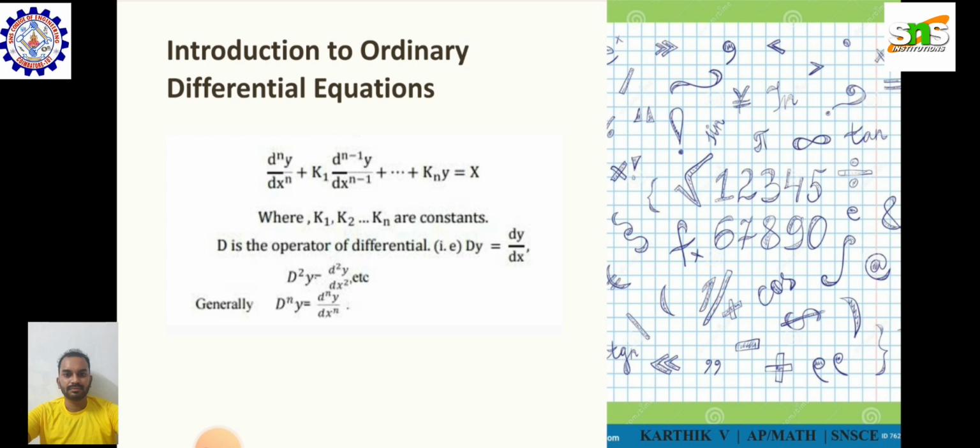The general form of ODE is d^n y by dx^n plus k1 into d^(n-1) y divided by dx^(n-1) plus etc. kn into y equal to x, where k1, k2, etc. kn are constants. D is the operator, that is capital D y equal to dy by dx, differentiation of y with respect to x. D squared y equal to d squared y by dx squared, that is the second derivative of y with respect to x. Generally, D^n y equal to d^n y divided by dx^n.